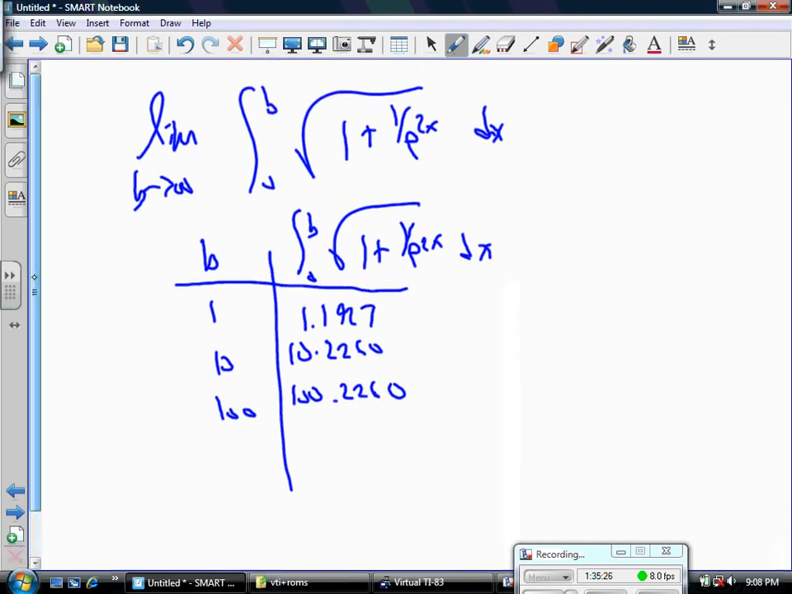So I'm going to say, does not exist. So that arc length is infinitely long. It's just too big, too long.